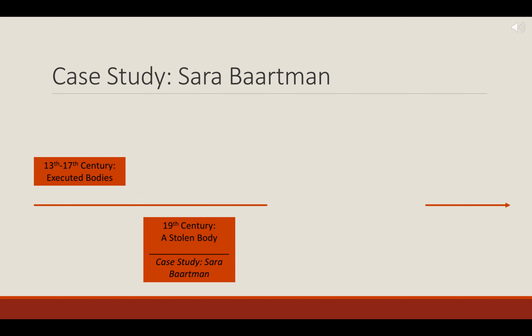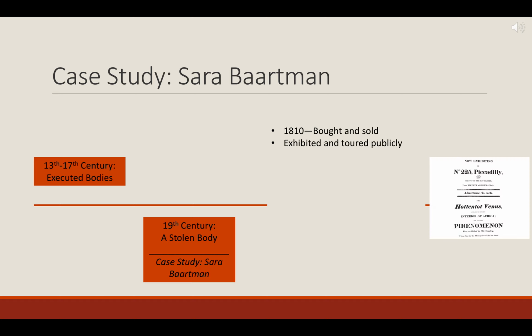Sarah Bartman is an example of using stolen human bodies for further anatomical research. Alexander Dunlop took Sarah from the Khoikhoi tribe of Cape Town in 1810 and shipped her to Liverpool, where she was sold to Hendrik Cesar. She was exhibited in London, where she was paraded in skin-tight clothing to emphasize her breasts and buttocks. She was exhibited as if she were an exotic animal.